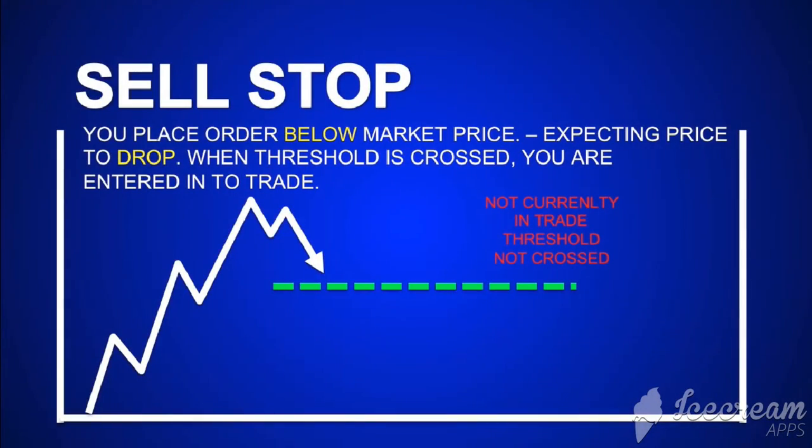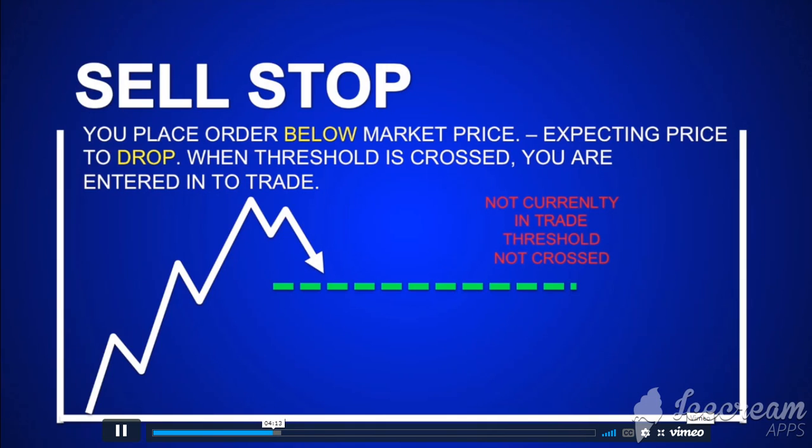So you see in this example right here, a sell stop. You place an order below market price, expecting price to drop. When the threshold is crossed, you're entered into the trade. Let me say this again. I want you to look at the picture. You see how price is going upward, it's going up and down, up and down. It looks like it's moving up and then it turns. So now we're going to assume that maybe price wants to go down. It's made a turn.